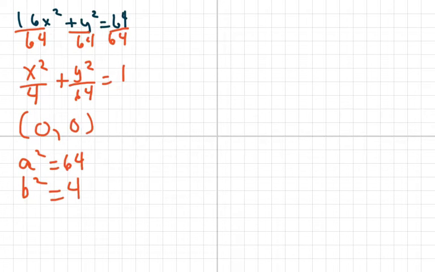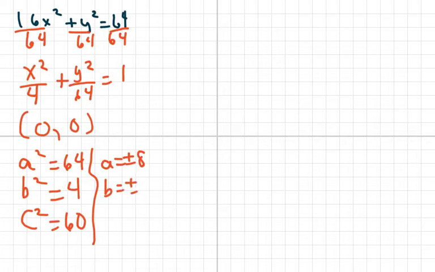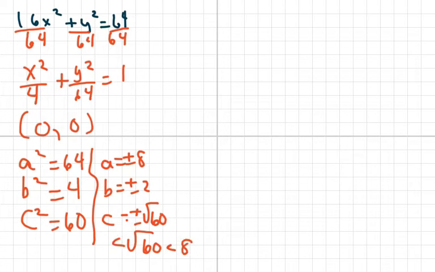When these numbers are far apart, this is going to be really skinny. C squared is 60. Therefore, A equals plus or minus 8. B equals plus or minus 2, and C equals plus or minus square root of 60, and square root of 60 is in between 7 and 8. Square root of 49 and square root of 64.